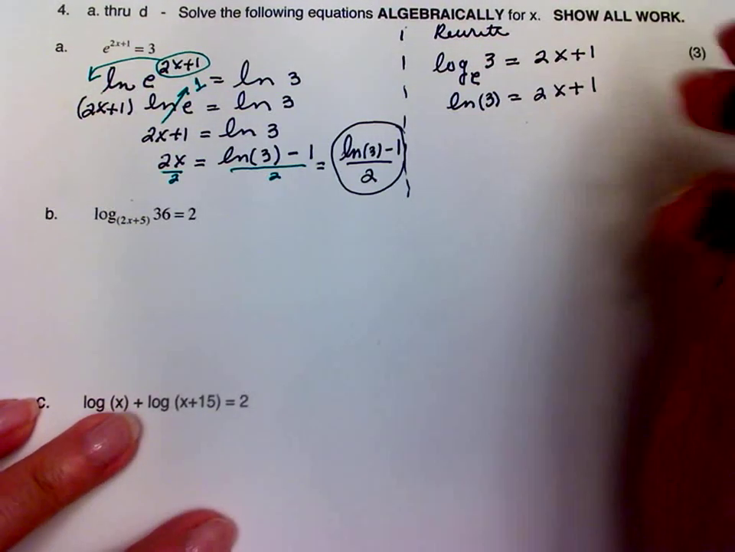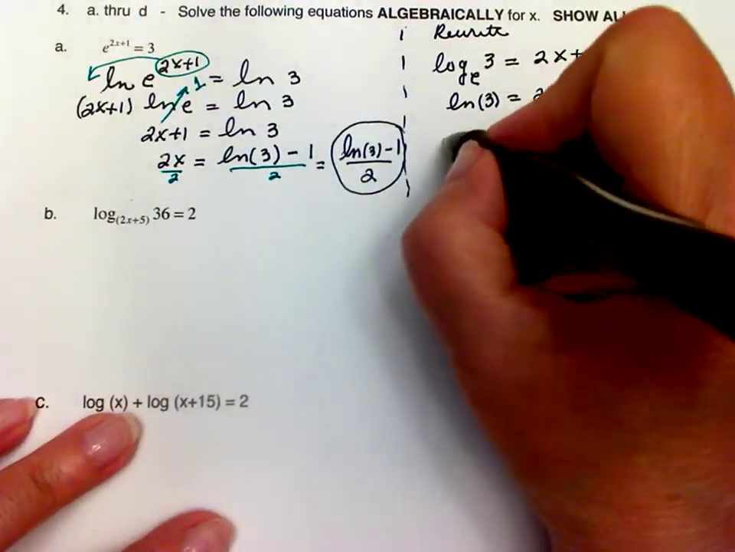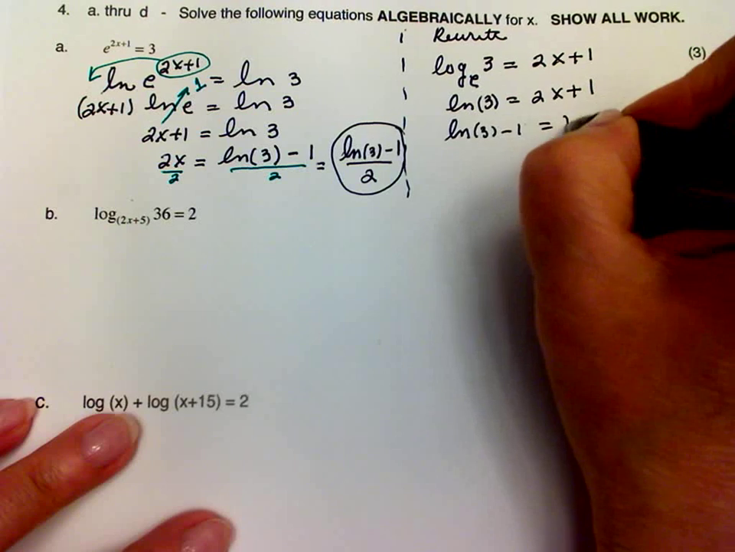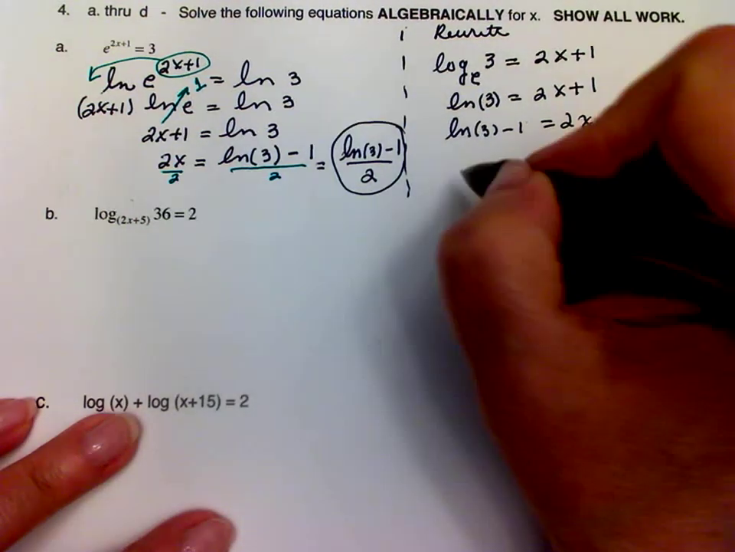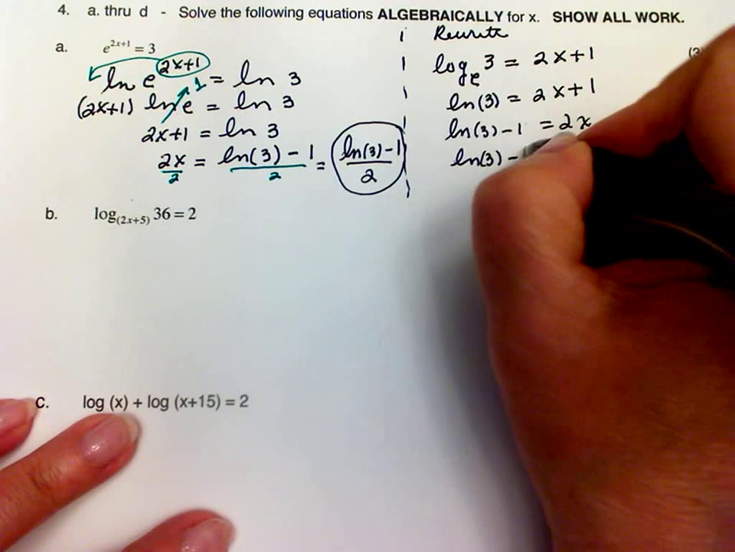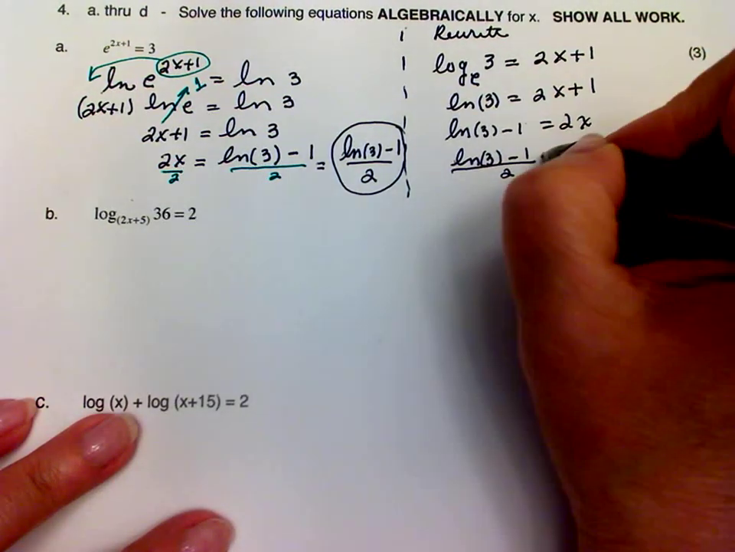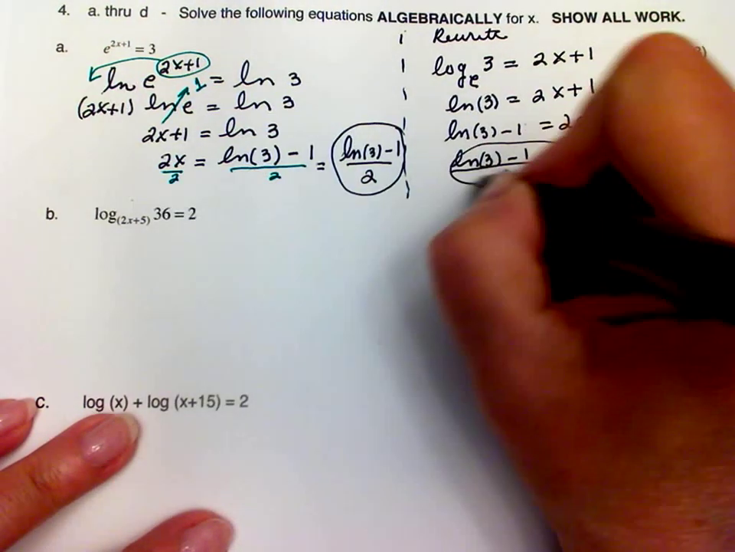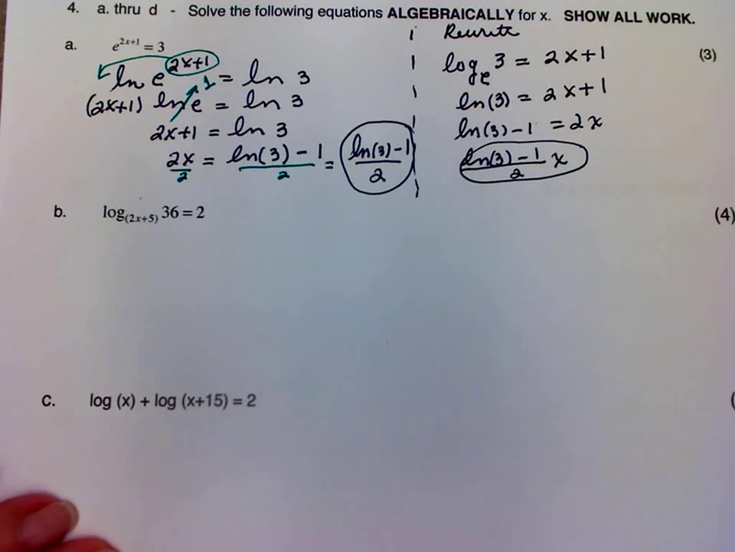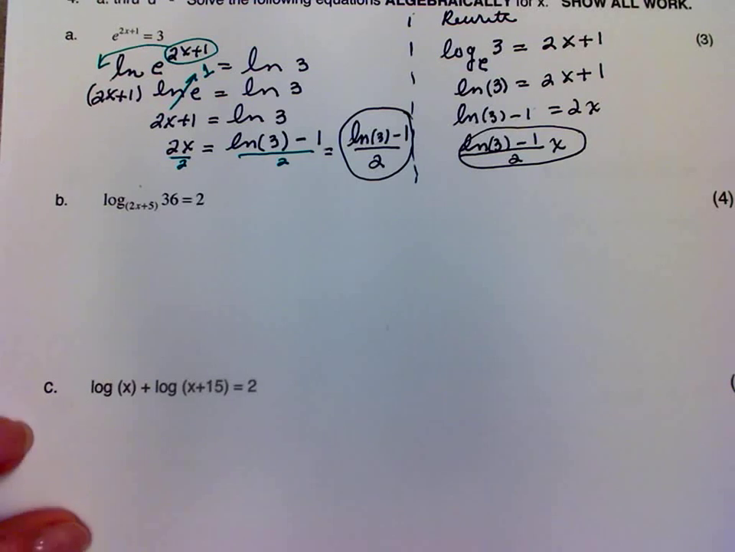Now I subtract 1 from both sides. So the natural log of 3 minus 1 is 2x, or the natural log of 3 minus 1, divided by 2, is x, and then you notice that indeed we end up in the same place. Doesn't matter which way you write it or work it out. There are other ways as well.